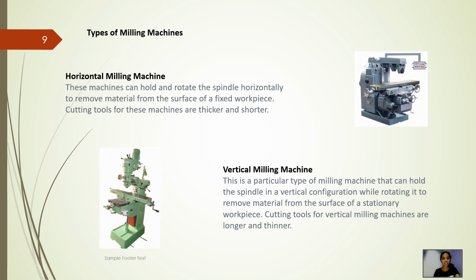Types of milling machines. Horizontal milling machine. These machines can hold and rotate the spindle horizontally to remove material from the surface of a fixed workpiece. Cutting tools for these machines are thicker and shorter. Vertical milling machine. This is a particular type of milling machine that can hold the spindle in a vertical configuration while rotating it to remove material from the surface of a stationary workpiece. Cutting tools for vertical milling machines are longer and thinner.